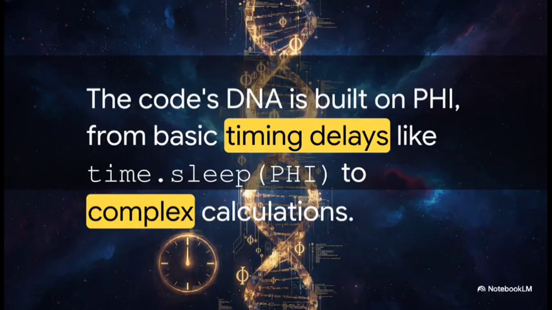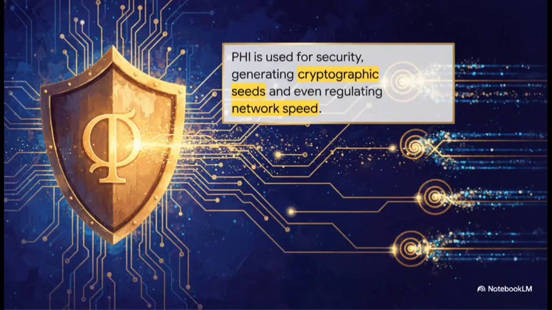And when I say it's a building block, I mean it is everywhere. Just take a look at the most basic operations. Instead of waiting for a simple 1 or 2 seconds, the program often pauses for exactly phi seconds, so about 1.618 seconds. It's a small, almost obsessive detail, but it shows you just how deeply this number is embedded in the code's DNA. But phi isn't just for timing little pauses. It's woven into the very fabric of the program's security and its operations. It's used to generate cryptographic seeds, to create unique IDs, and even to regulate how aggressively it uses a network. It actually throttles its own speed based on multiples of phi.